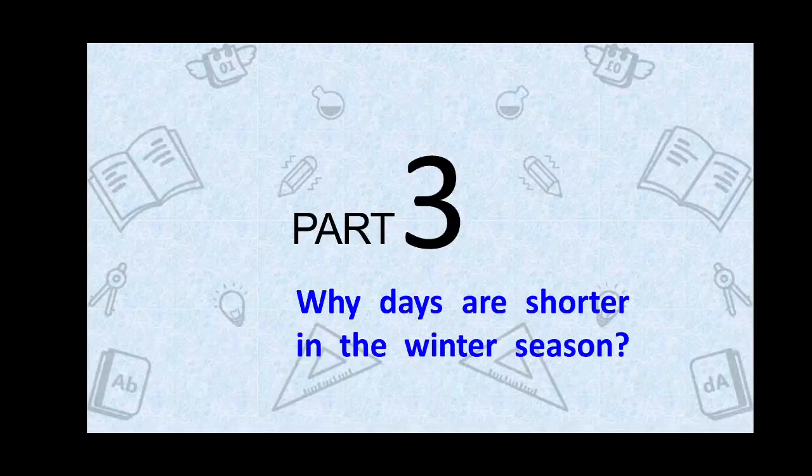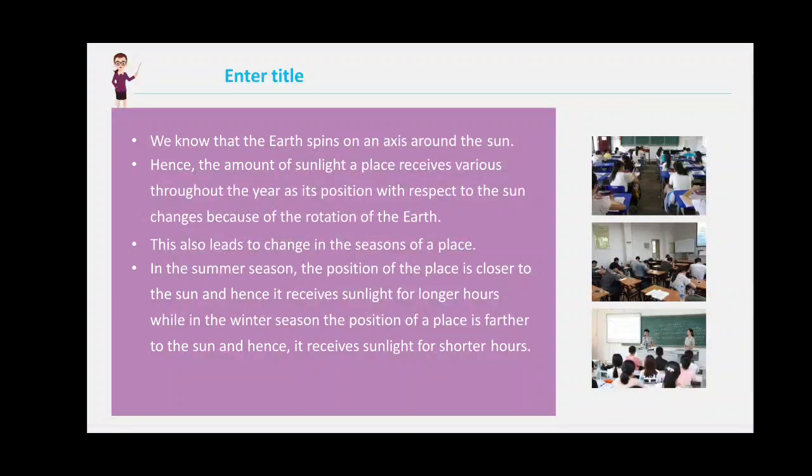Why are days shorter in the winter season? We know that earth spins on an axis around the sun. Hence, the amount of sunlight a place receives varies throughout the year as its position with respect to the sun changes because of the rotation of earth. This also leads to change in the seasons of a place.